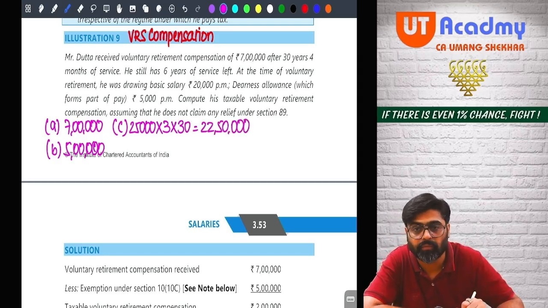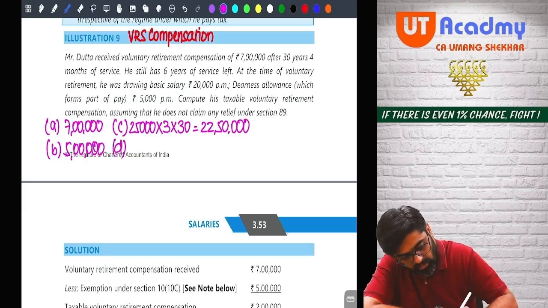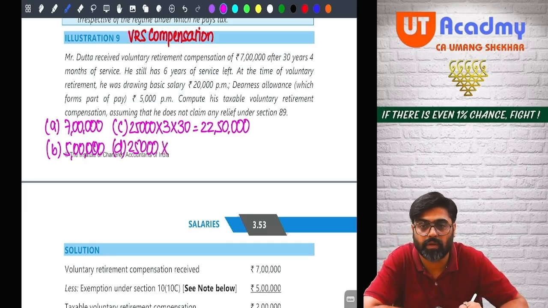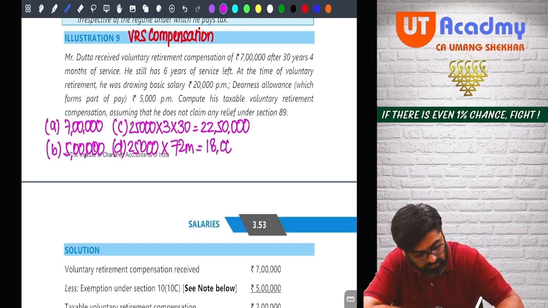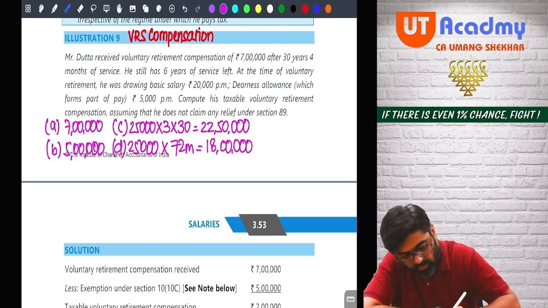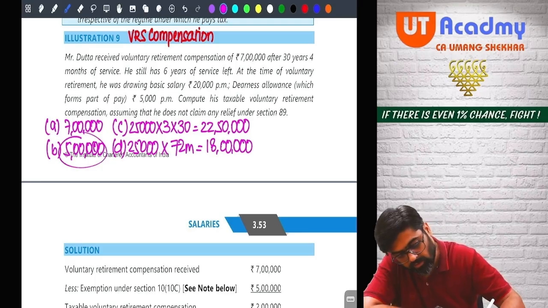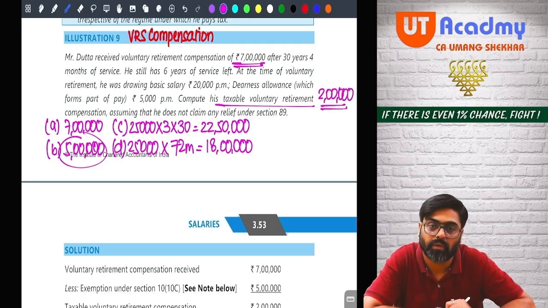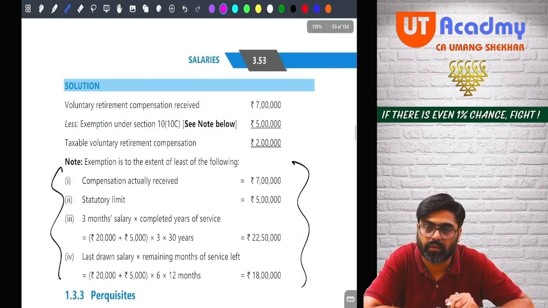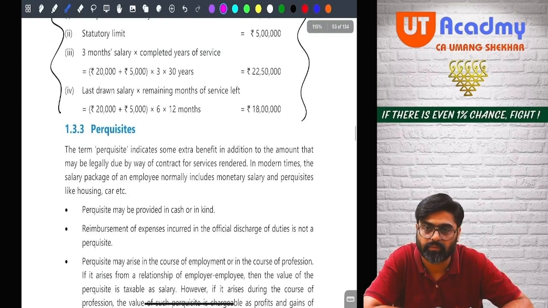Everyone got this? And D is what? Last known salary only. But what? Balance months of service. That is 72 months. And here you are going to get 18 lakhs. Lowest of all these four: 5 lakhs. This will be your exemption out of 7 lakhs. So taxable voluntary retirement compensation will be 2 lakhs. Got it? Done. 2 lakh is your final answer.